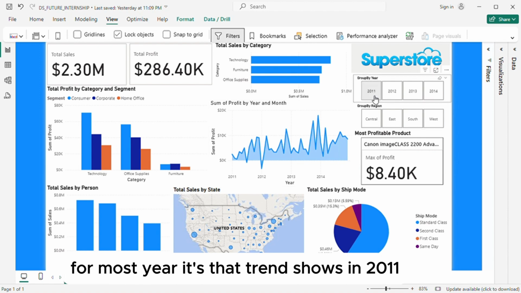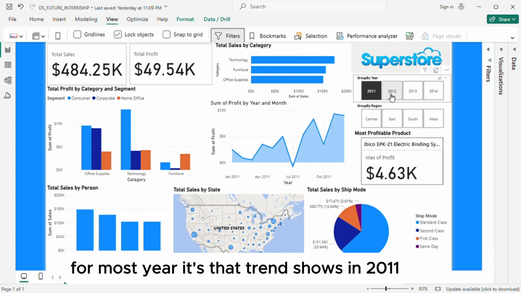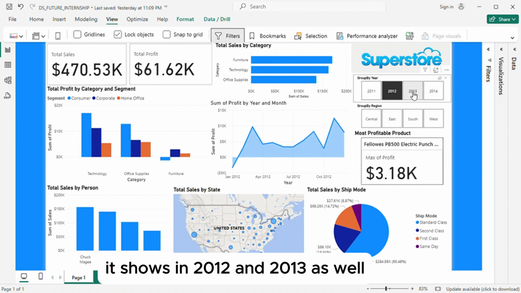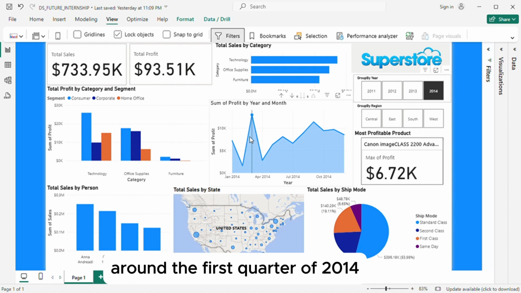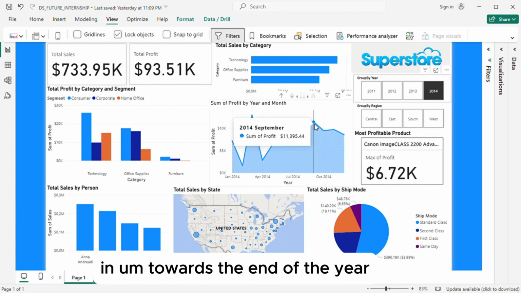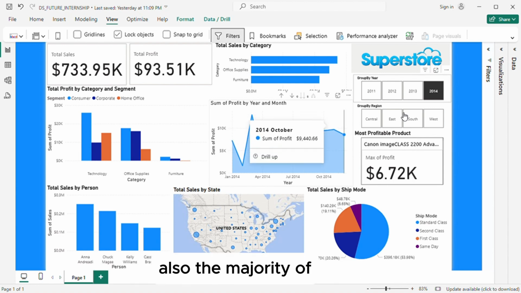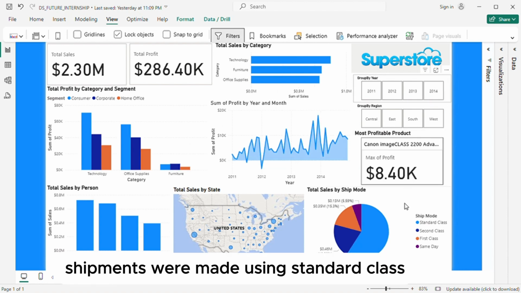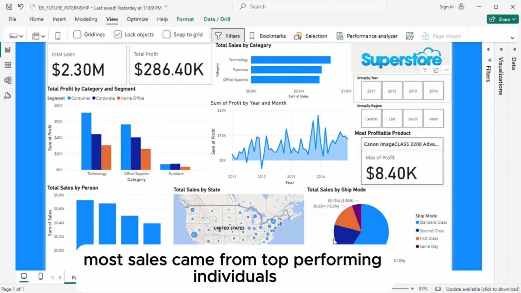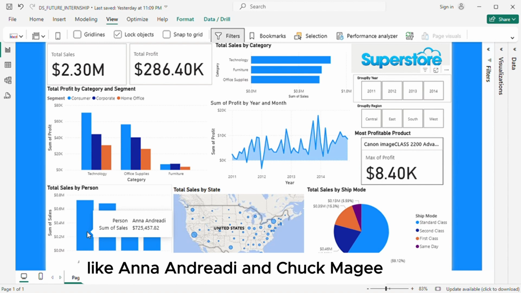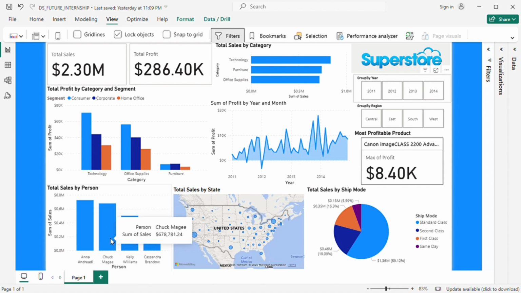For most years, that trend shows: in 2011, it shows in 2012 and 2013 as well. Although there's a peak around the first quarter of 2014, the trend is also there in 2020, towards the end of the year. Also, the majority of shipments were made using standard class, which accounts for almost 60% of total sales. Most sales came from top performing individuals like Anna Andrade and Chuck Maggie.